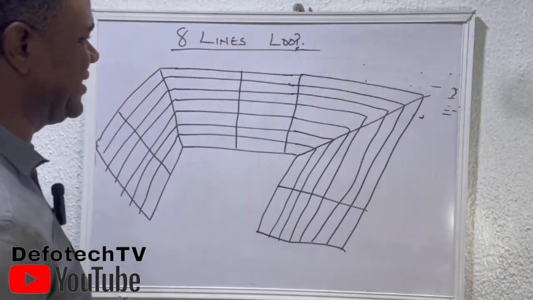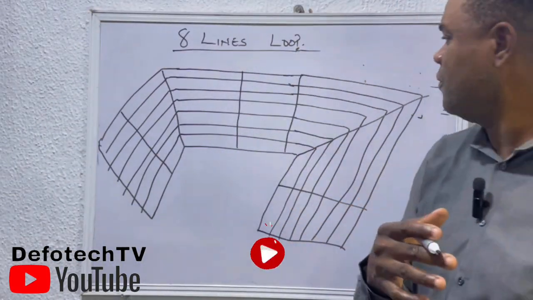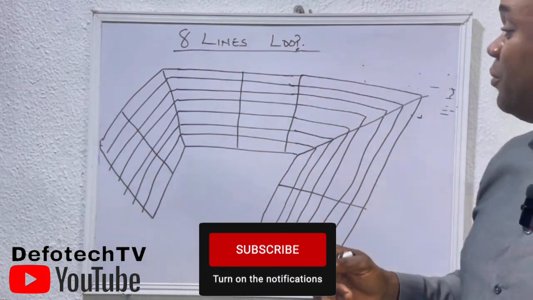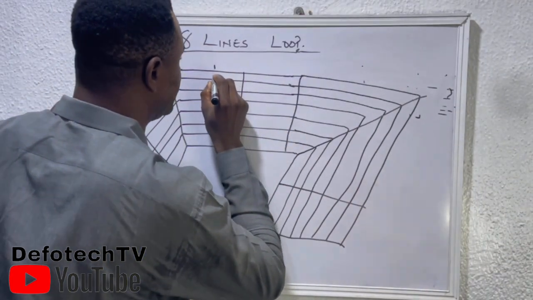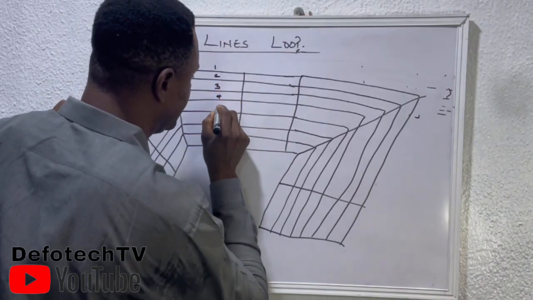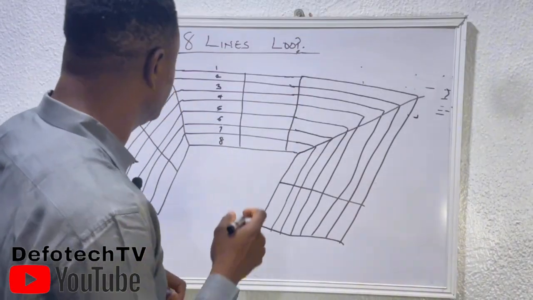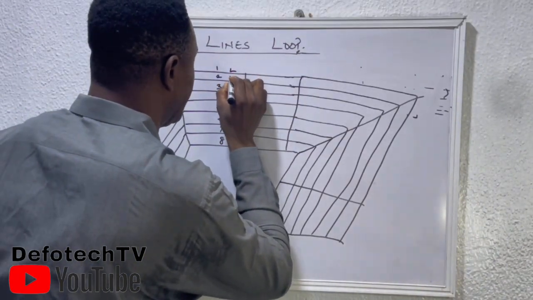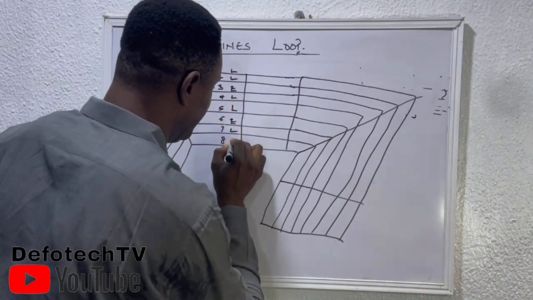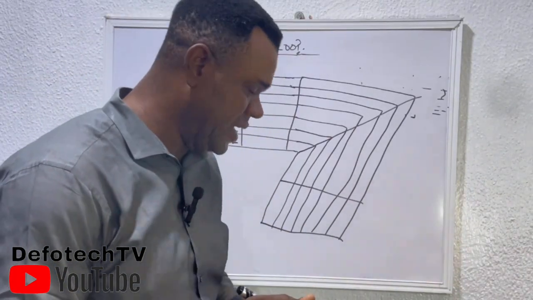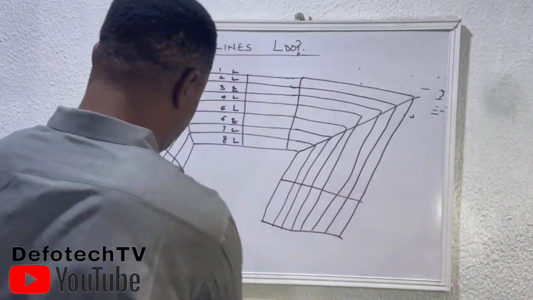All right. So the 8 lines loop: how you connect your 8 lines. Now let's go back to the configuration of the 8 lines. If you remember from most of our videos, your 8 lines are configured as, let's say, this is number 1, this is 2, this is 3, this is 4, this is 5, 6, 7, and 8. And the configuration for the 8 lines is live, earth, live, earth, live. But one thing I always say is, always ensure your loop is always at the extremes.